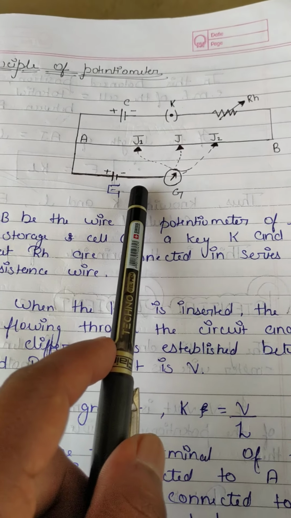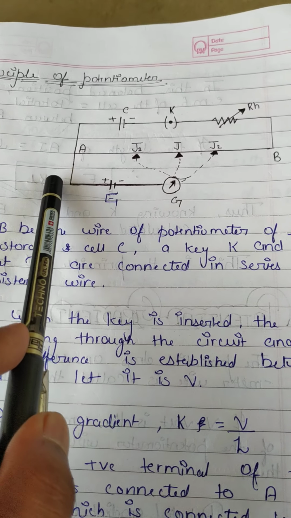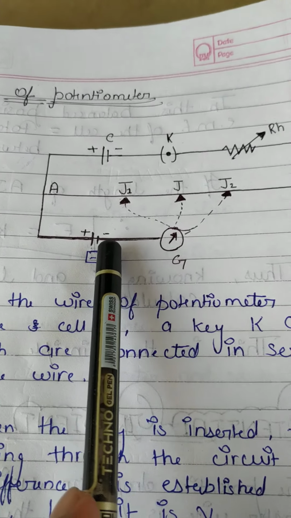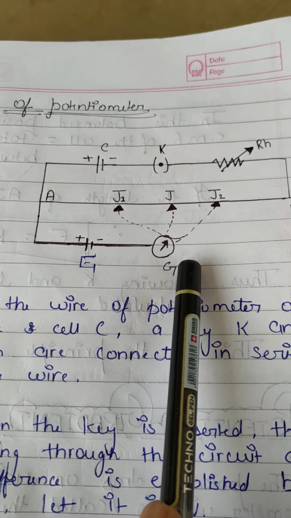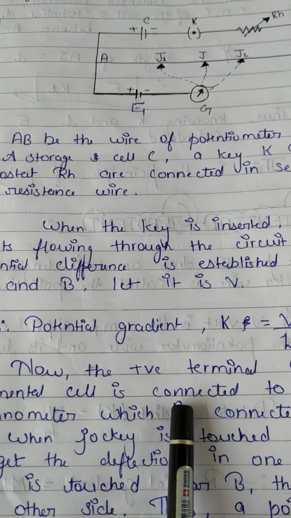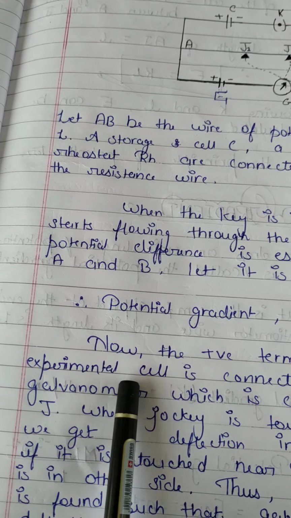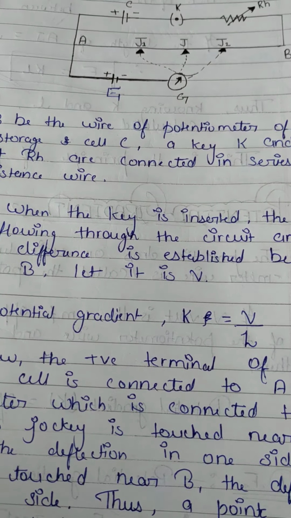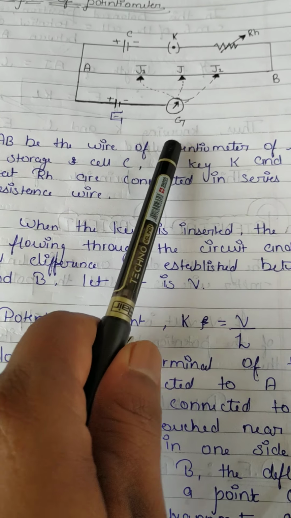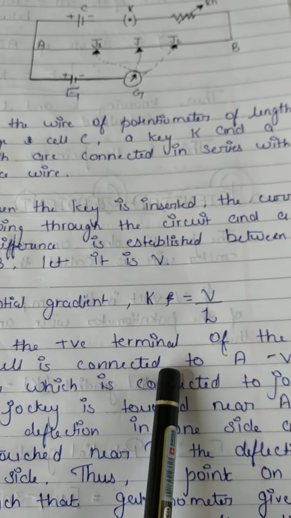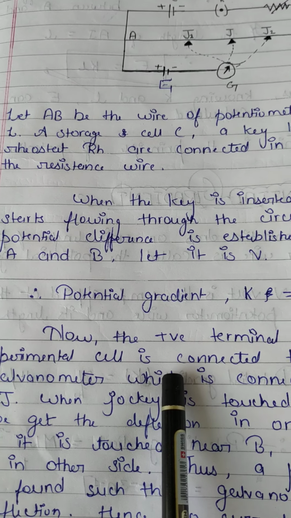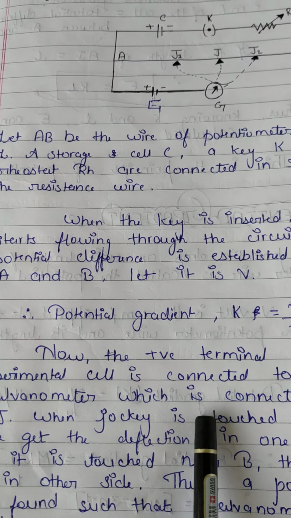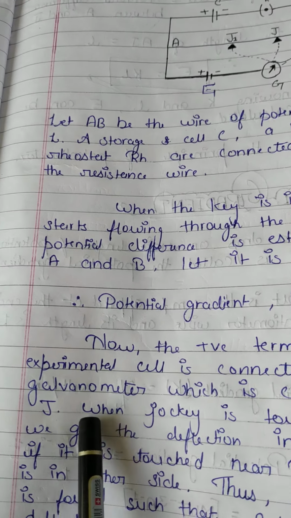Now the positive terminal of the experimental cell E is connected to point A, and the negative terminal is connected to the galvanometer G. The galvanometer is then connected to the jockey J.